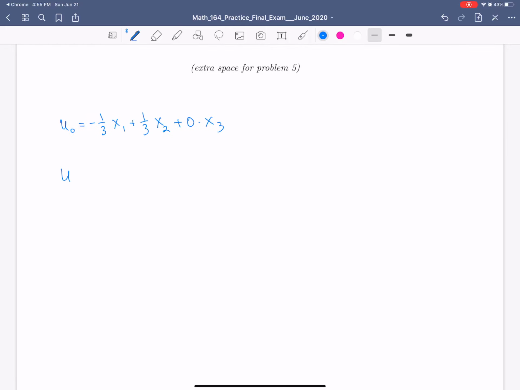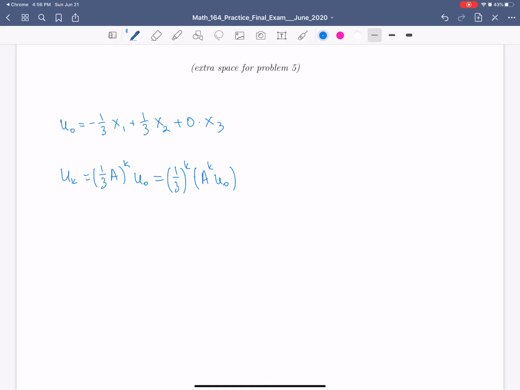U sub k equals 1/3 of A to the power k times U naught. Okay, how do I apply this k to the 1/3 A? Well, it's simply 1/3 to the power k times A to the power k times U naught. So the question is, what is A^k times U naught?